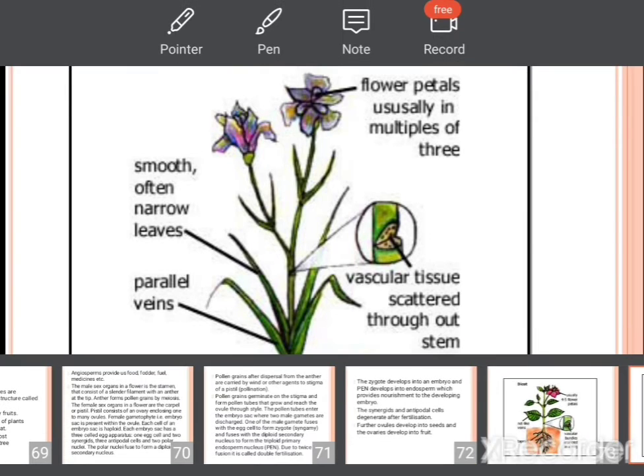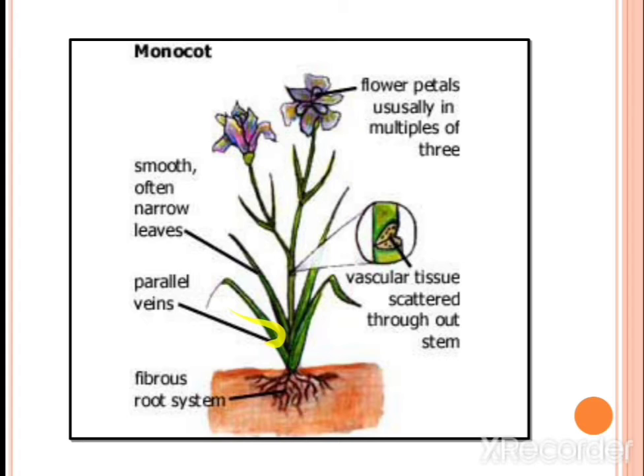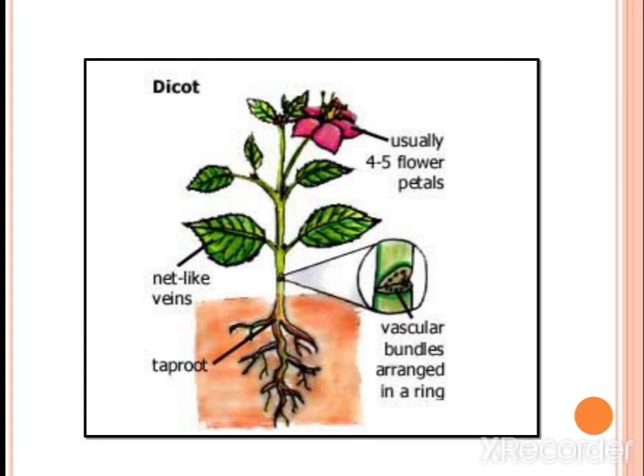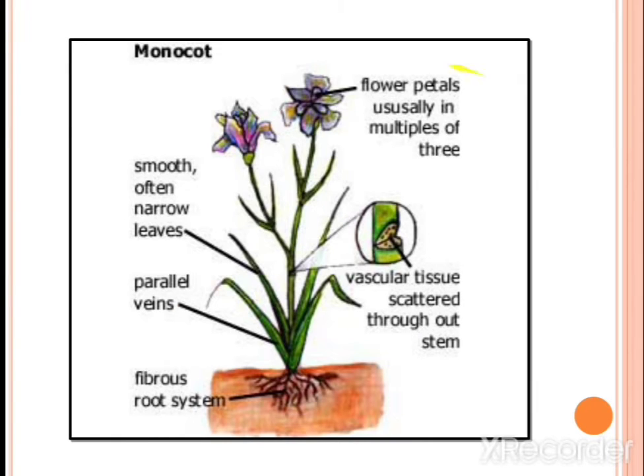When you observe the leaves, monocots have parallel venation, and in the case of dicots they show net-like veins, that is reticulate venation. The flowers of dicots normally have 4 to 5 petals, and all the floral organs are arranged like that. But in monocot plants it is usually 3 and multiples of 3.